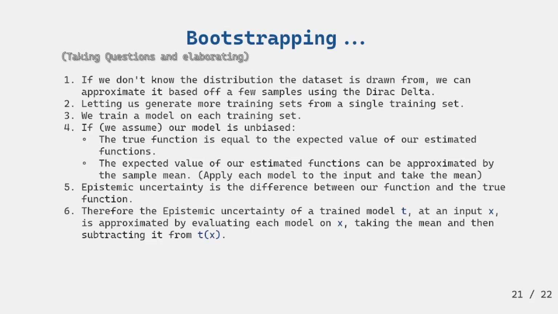What are all the predictions? We generate a bunch of different training sets from our approximation of the underlying distribution that the training samples in real life are drawn from, and we train a model on each of those. Then we apply each of those models to X, take the mean of the outputs, and subtract that from T of X. The bootstrap models are trained on different data sets, and yes, we just produce them for the estimation of epistemic uncertainty.